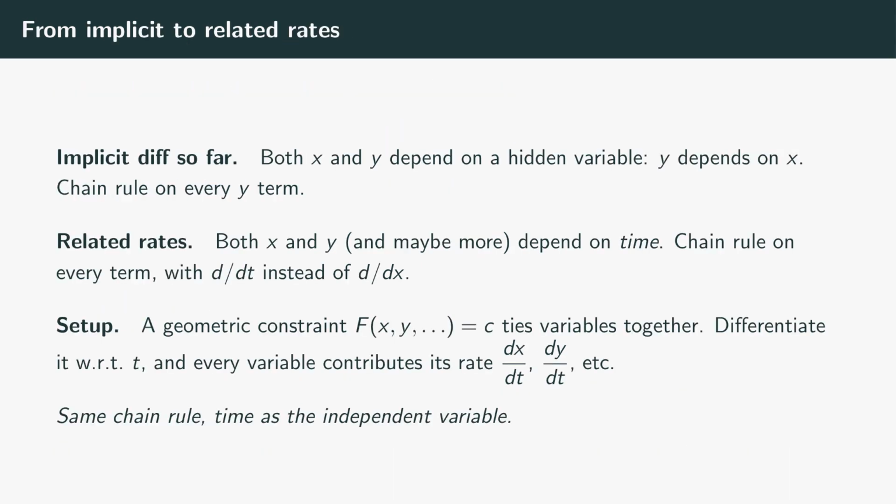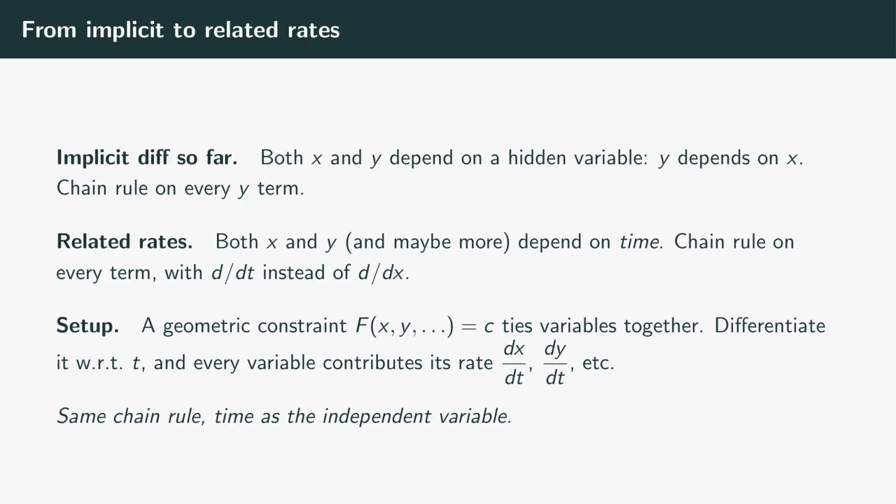Implicit differentiation is the warm-up. Related rates is the headline application. The shift is this. Instead of y depending on x, we have several geometric quantities, x, y, maybe a volume, maybe an angle, and all of them depend on time t. They're related to each other by some geometric constraint, like the Pythagorean theorem or the formula for the volume of a sphere. Differentiate the constraint with respect to t, and every variable contributes its own rate.